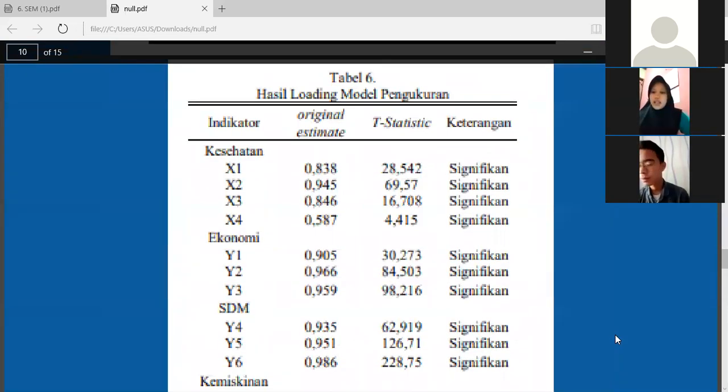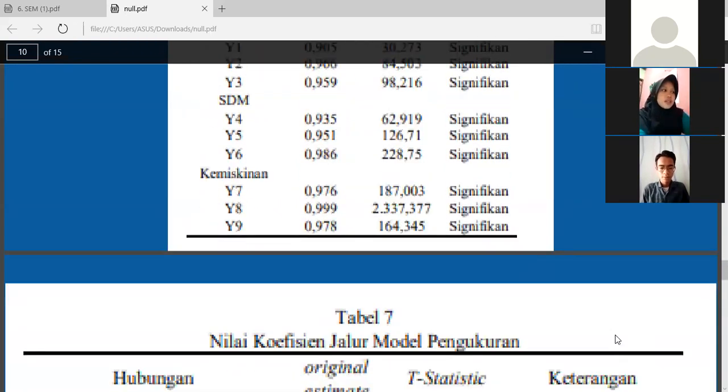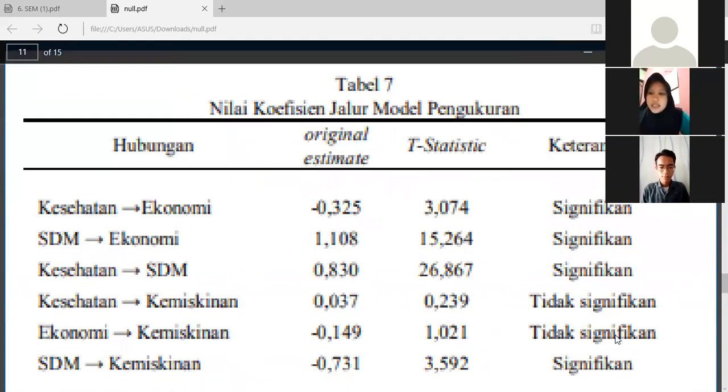Next, Table 6. So the data measurement model for its latent variables is obtained as good. This is indicated by the t-statistic value that is greater than the t-table 1.64 and 1.96 at a significant level of 0.05. Next slide, Table 7.